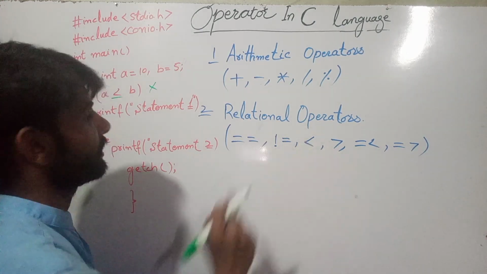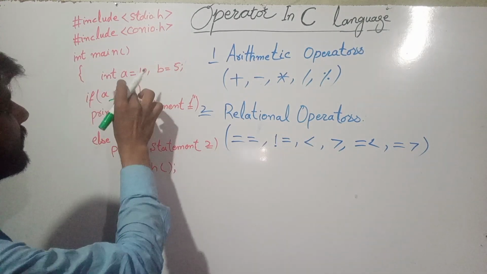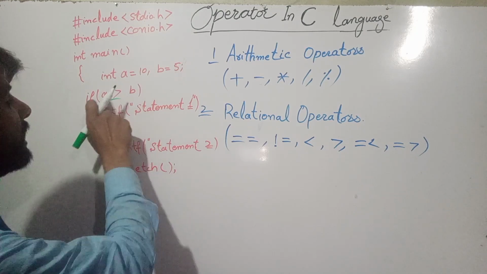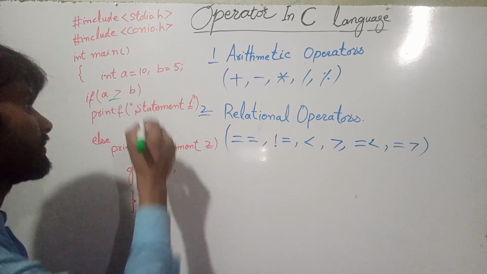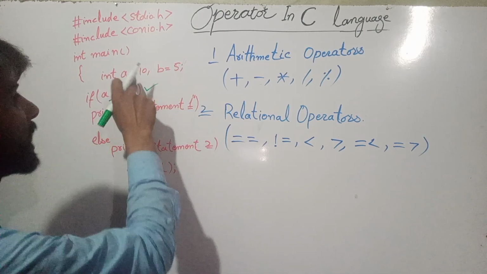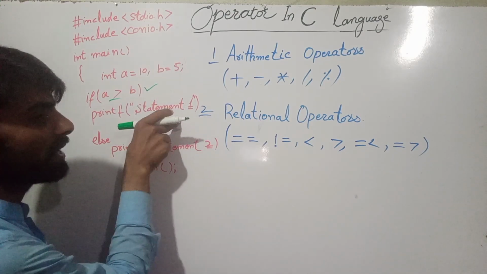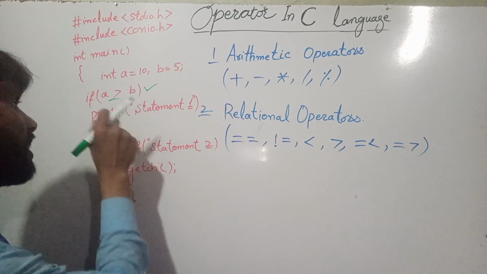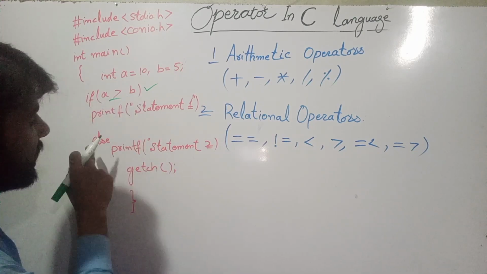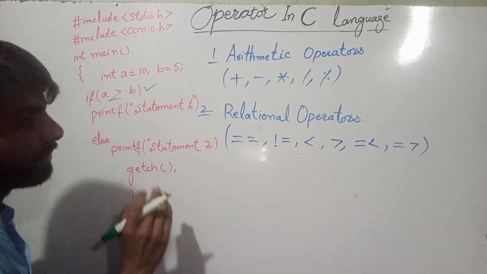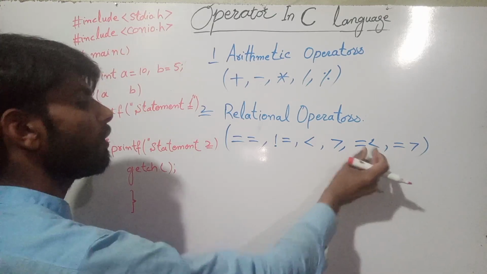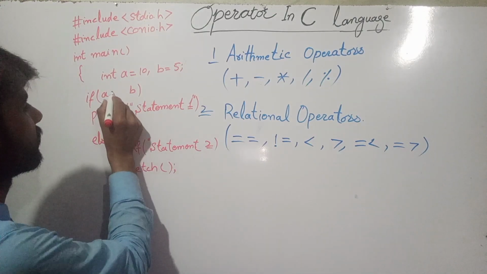And next is the greater than operator, that is, 10 is greater than 5, right? So this statement is true because 10 is greater than 5. So now the first statement after the if condition will be executed, and the else statement will be skipped. And the next operator is equal or less than.